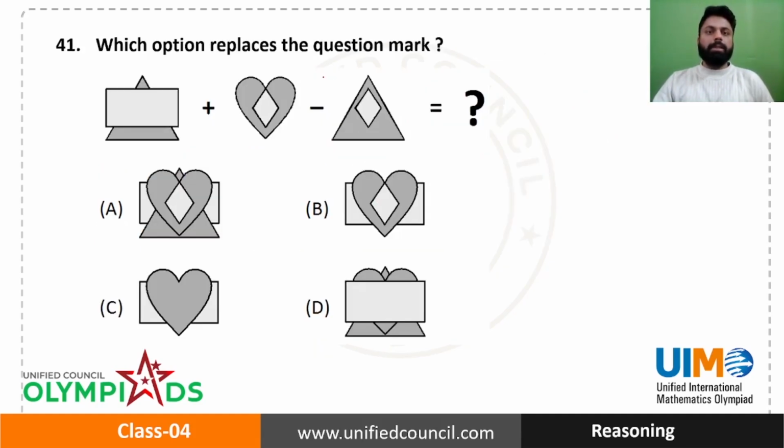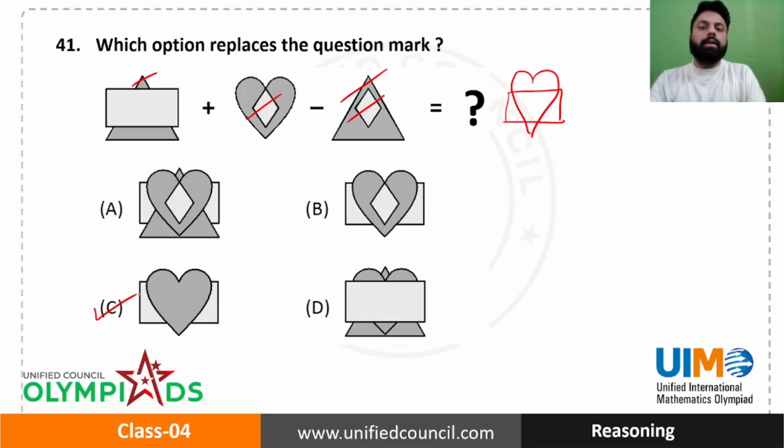Next one. Which option replaces the question mark? A triangle, then a rectangle, a heart, a kite, a triangle, and a kite. So see, the triangle will get cancelled out. This kite will get cancelled out. So we will be left with a rectangle along with a heart. So C option is the correct answer because these are getting added up and this is getting subtracted. So the correct answer for this particular case is the C option.